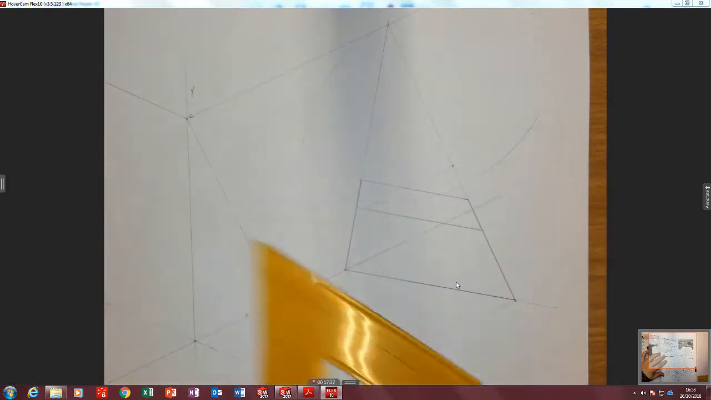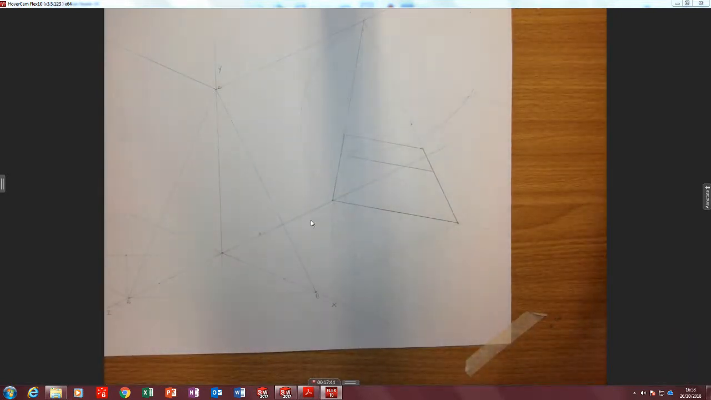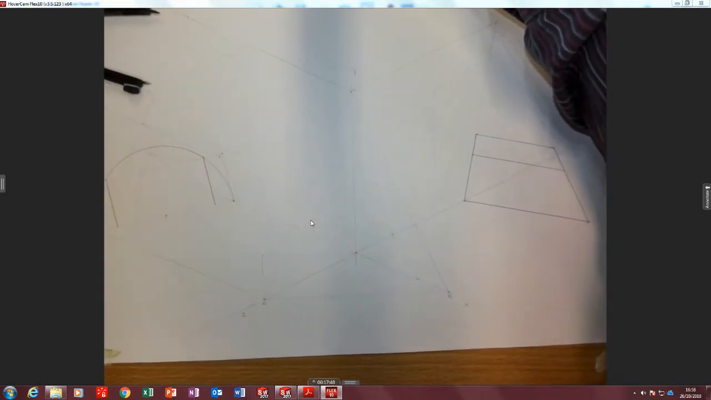Now, from there on, what it takes to do this is an understanding of where the points are in the different views. So I'll just move my visualizer over.